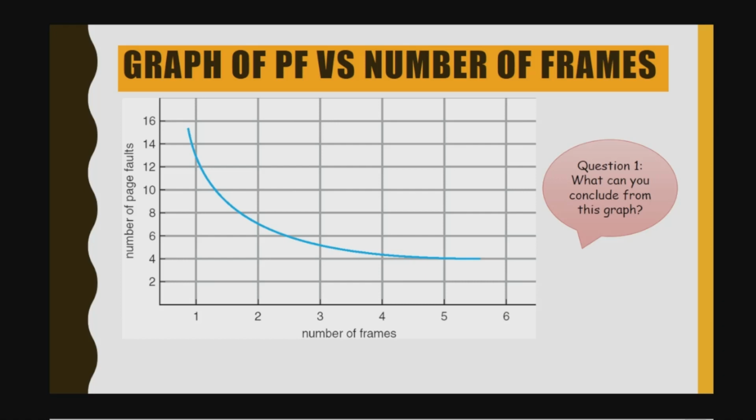Next, you can look at the graph of PF versus number of frames. PF refers to page fault. This axis is the number of frames in the table, and this is the number of page faults. With one frame, we have a higher page fault count. It means that when the number of frames increases, the number of page faults can decrease. This is what we can conclude from this graph.